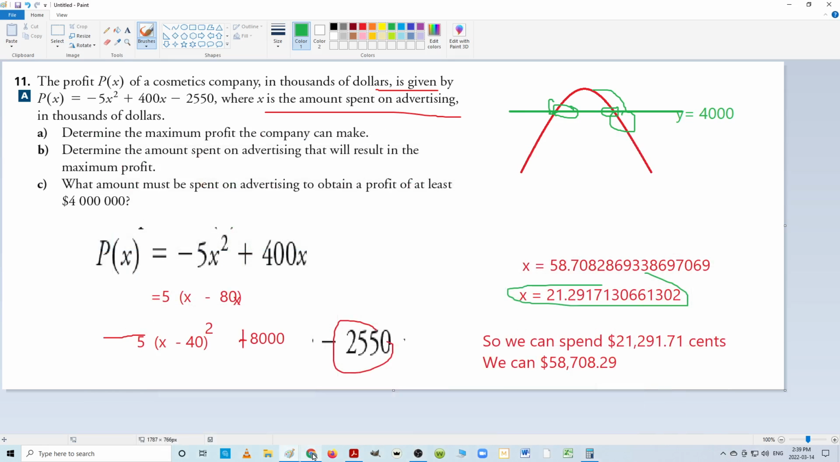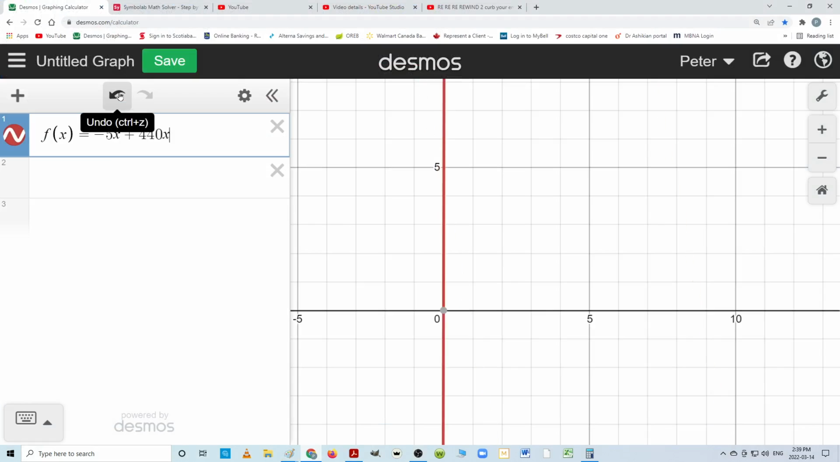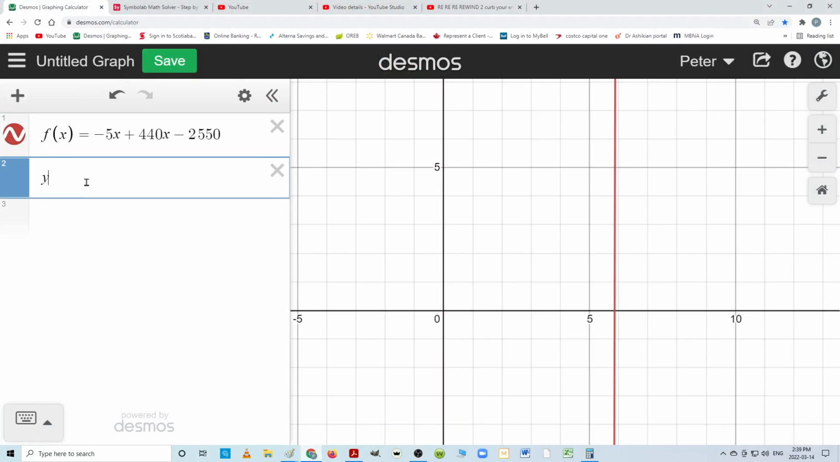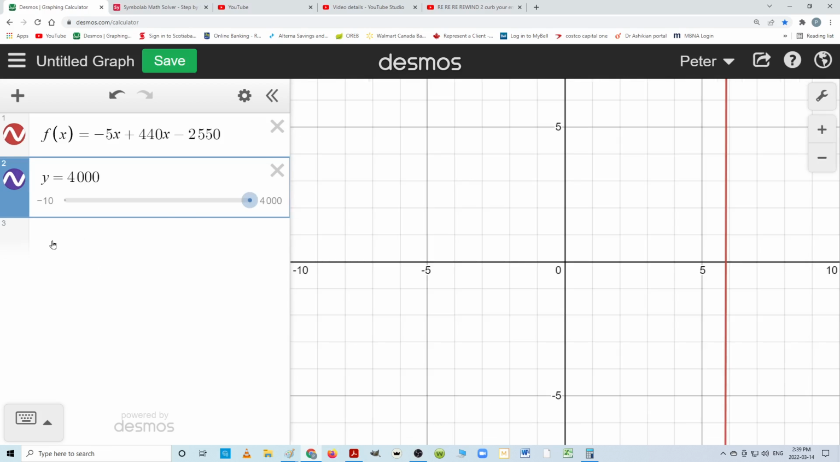So it was plus 400x minus 2550. So there we go. There's the graph. I'm going to set one value here at y is equal to 4,000. We're going to set the peak.